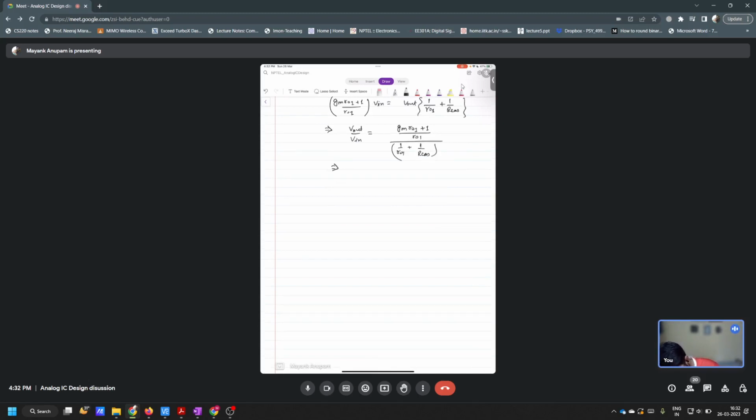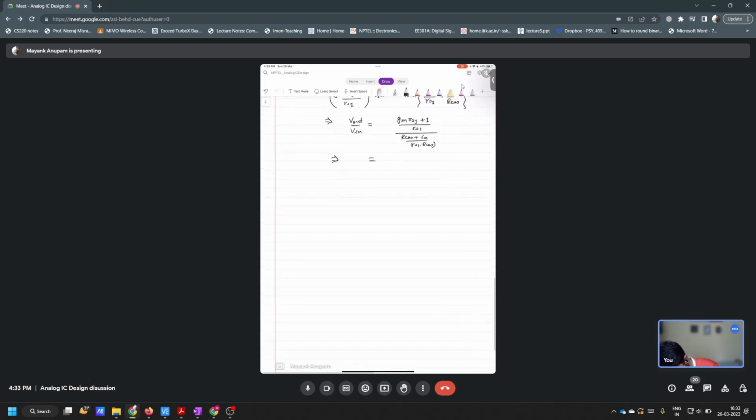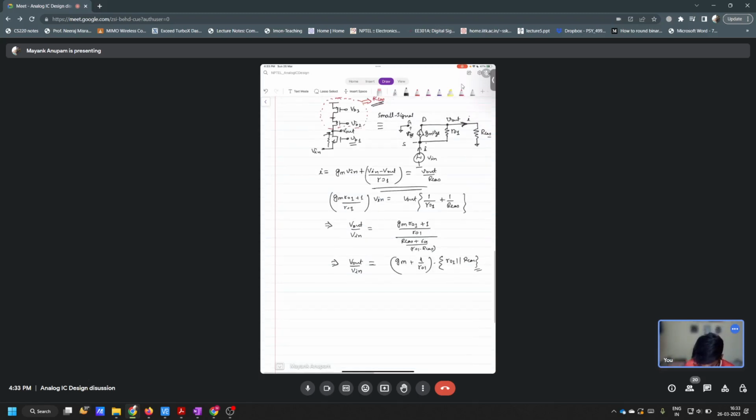So it will be what? Gm times RO1 plus 1 divided by RO1, divided by 1 by RO1 plus 1 by R cascode. Right? Fine. And this can be further simplified into R cascode plus RO1 divided by RO1 times R cascode. And this is equal to Gm plus 1 over RO1, times the parallel combination of RO1 parallel R cascode, isn't it? Right?